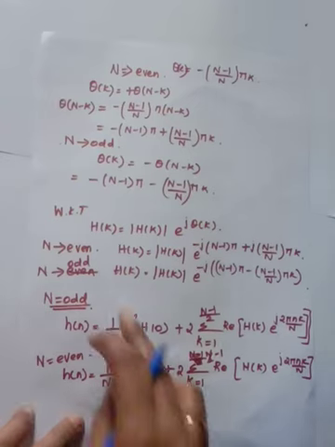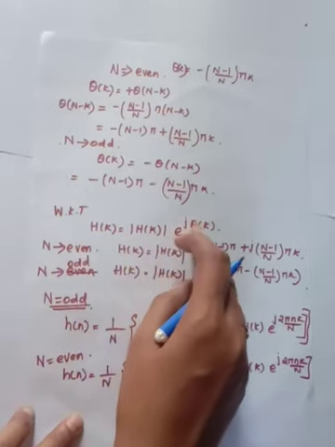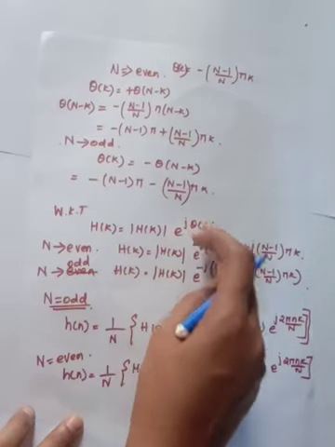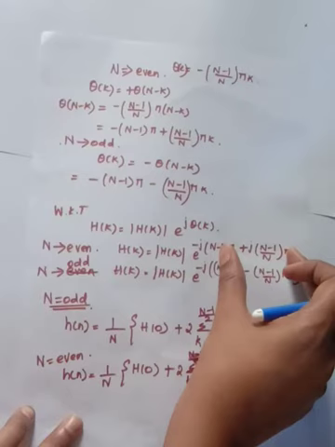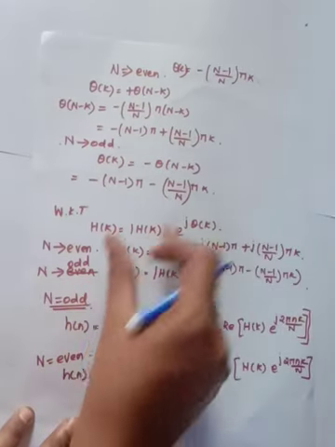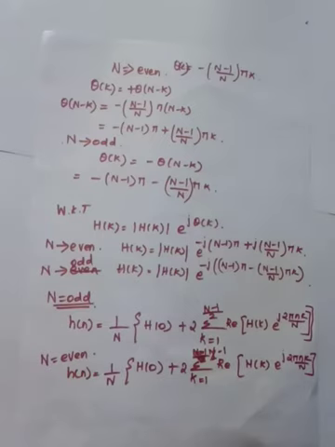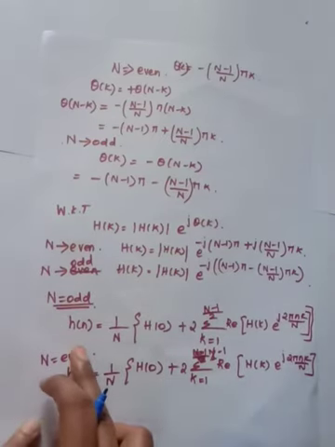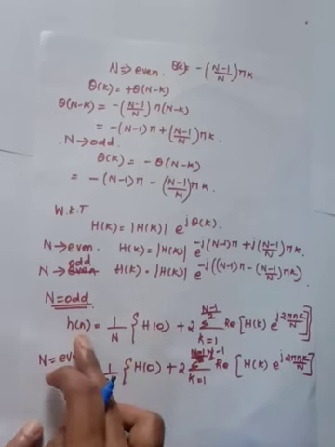Now we have to find H of k, which is equal to the magnitude times e power j theta of k. We have found theta of k. So for n even, this is the k value, substitute the k value here. For n odd, this is the k value, substitute the k value here. Now we need to find h of n. So we have found H of k, and from that H of k we have to find h of n.